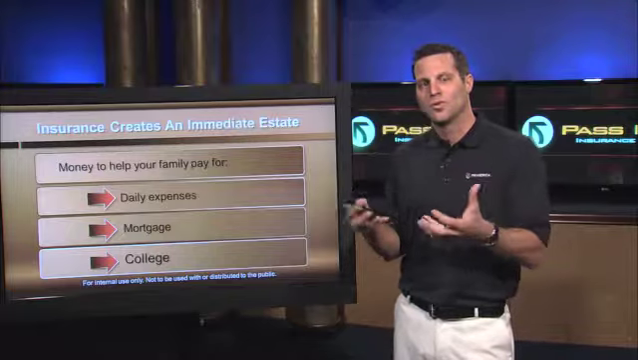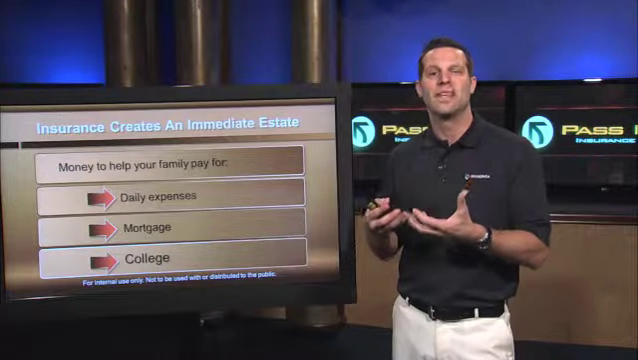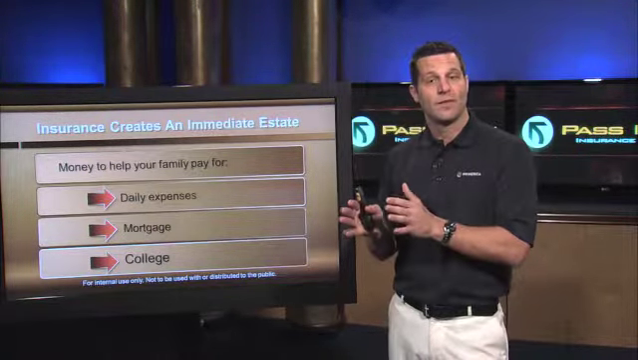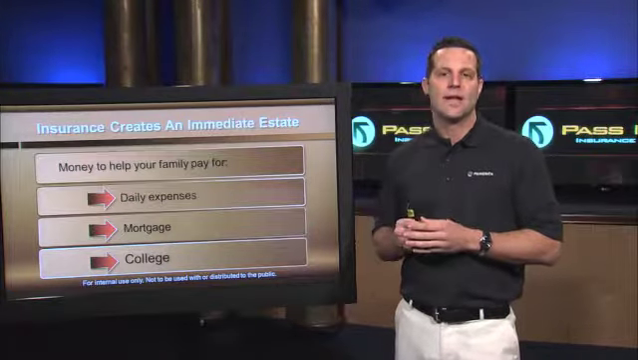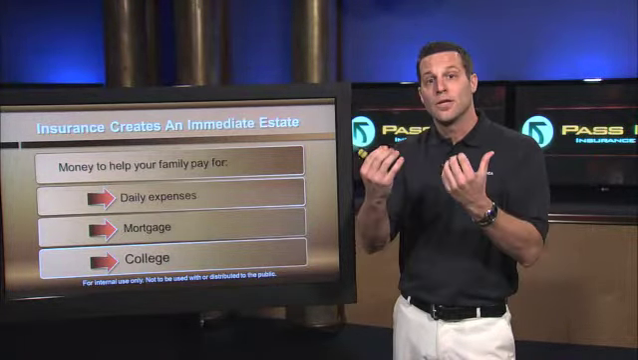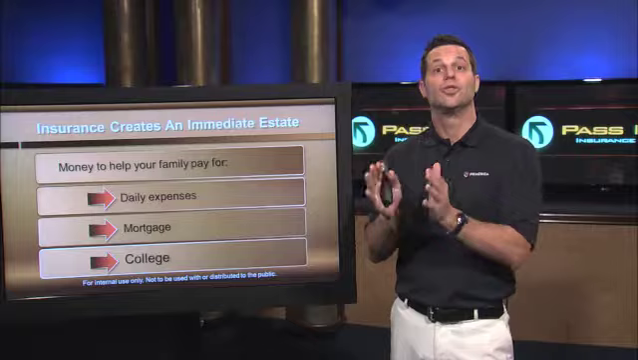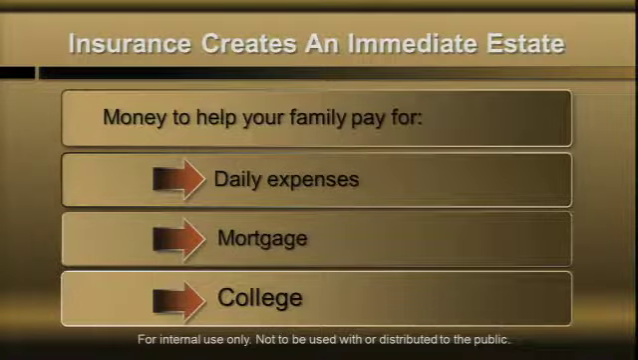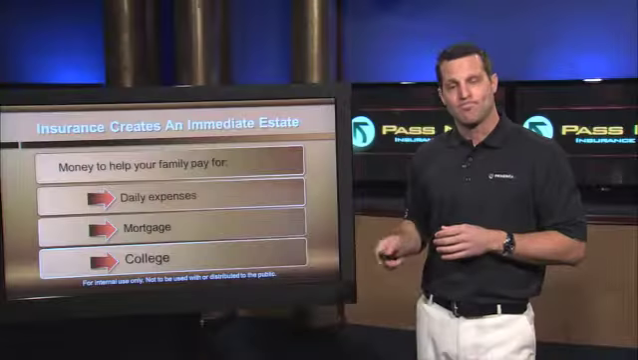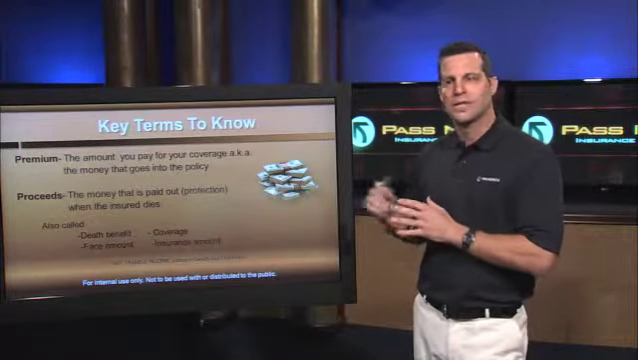Now, what those proceeds actually do is it creates an immediate estate for that beneficiary. Now, an estate is simply the net worth of a person, the things that you own minus the things that you owe. And that estate would then pay for the daily expenses and the bills left behind for your family after your death.